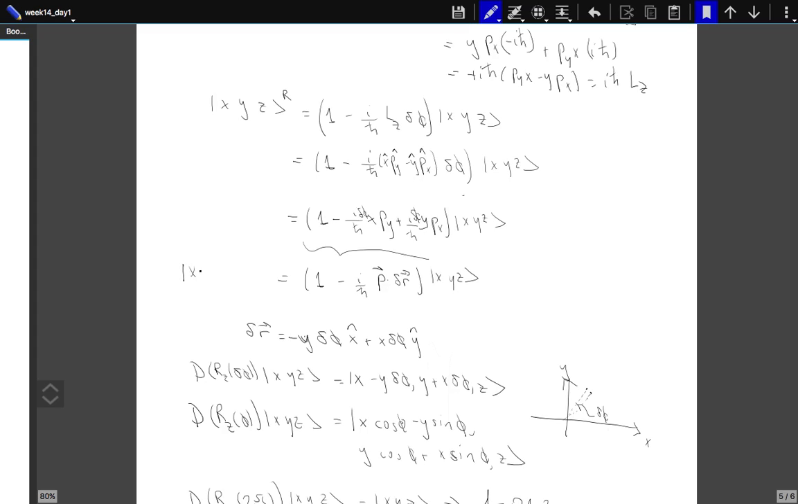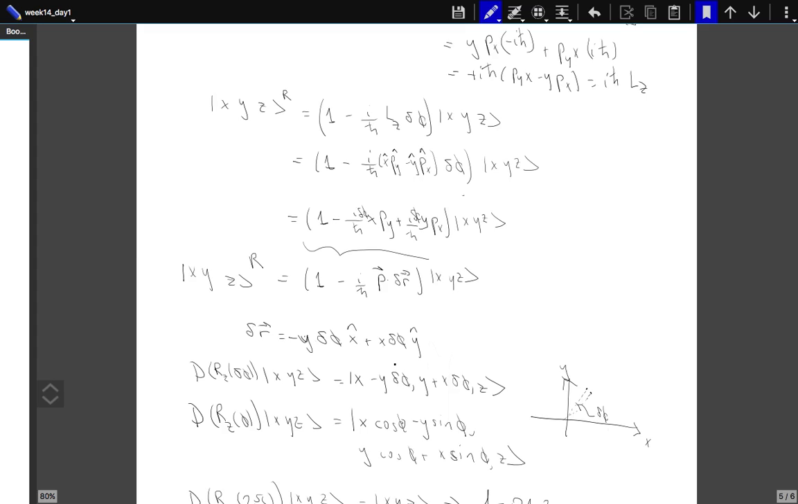Okay, so here for example we use the fact that rotations, at least infinitesimal rotations, are in a sense like translations. But how much you translate this delta r depends also on your position. It's not constant.